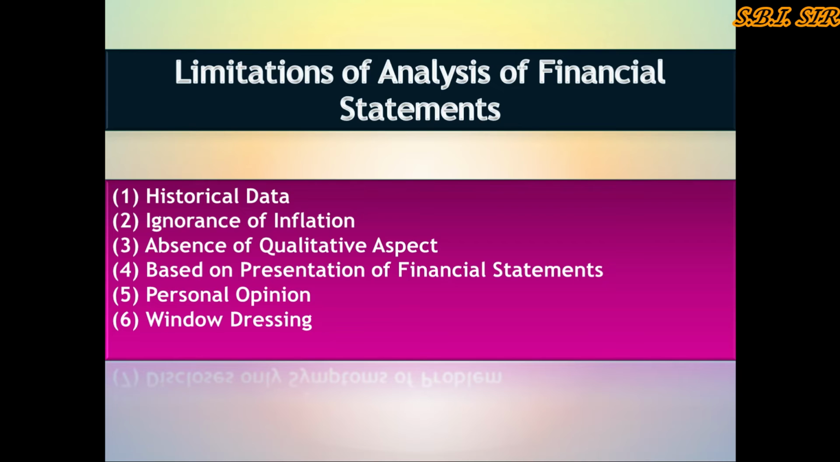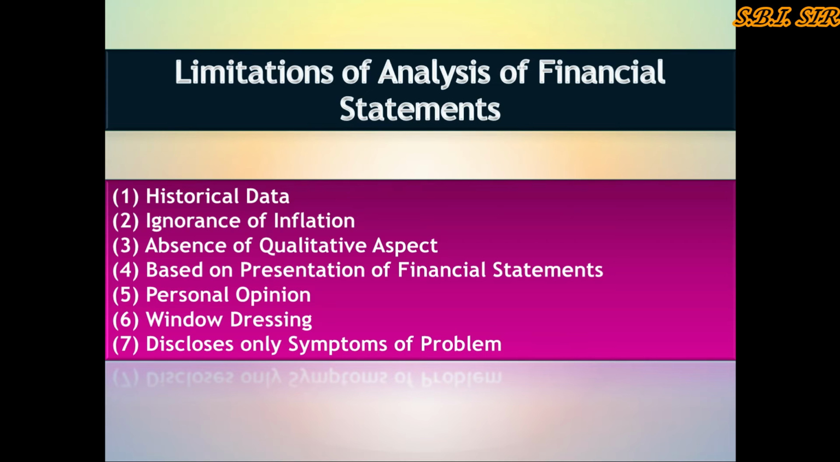Sixth, window dressing. As stated earlier, fair financial analysis is based on the truthfulness of the financial statements. Many a times, the information disclosed in financial statements is not found to be correct. Accounts are prepared on the basis of incorrect information rather than correct information. Thus, decisions made by the stakeholders stand incorrect. This is also a limitation of financial analysis.